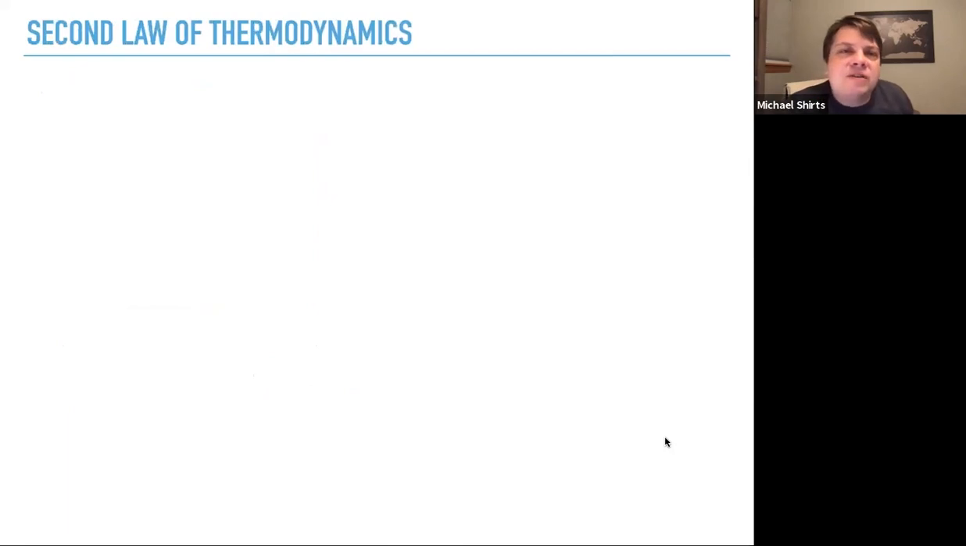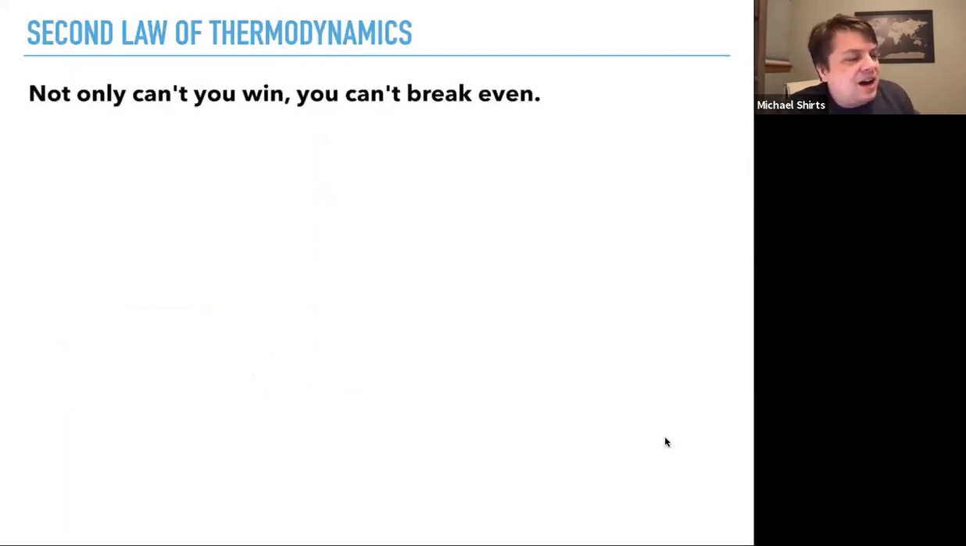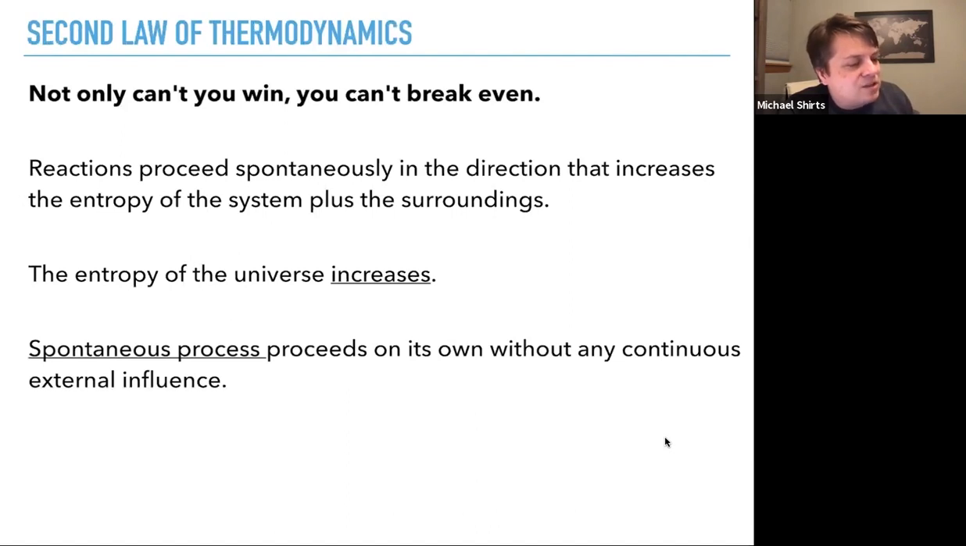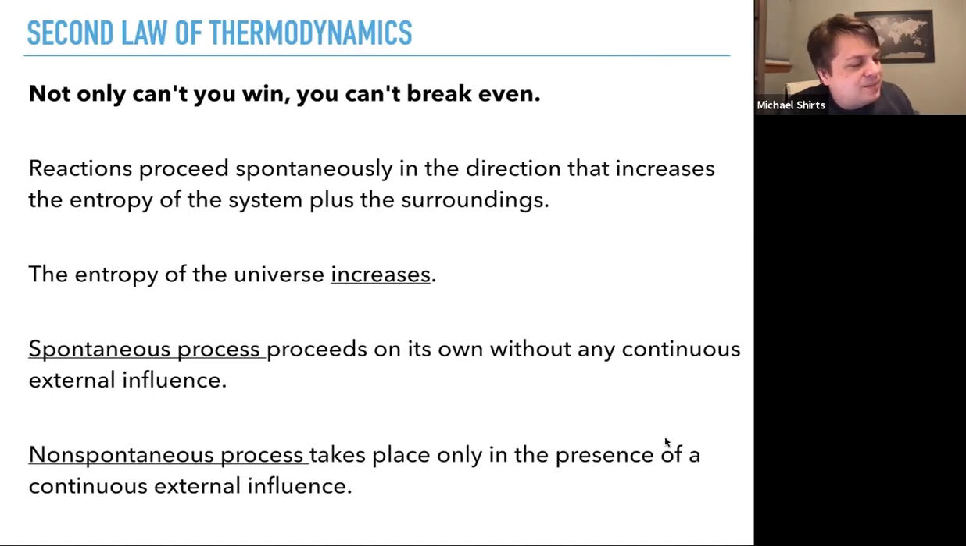So now we want to revisit the second law of thermodynamics. Remember the first law, one phrasing of it: you can't win. The energy is conserved. The second law is that not only can't you win, you can't even break even. Reactions proceed spontaneously in the direction that increases the entropy of the system plus the surroundings. And so the entropy of the universe increases. A spontaneous process proceeds on its own without any continuous external influence. A non-spontaneous process takes place only in the presence of a continuous external influence. So that's the key: the entropy increasing.